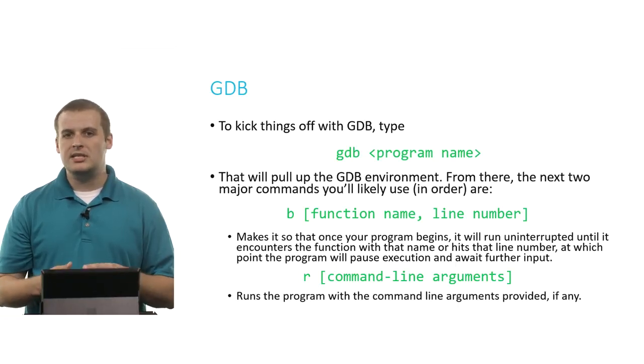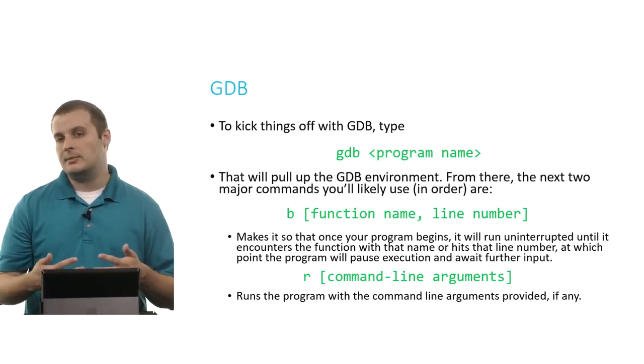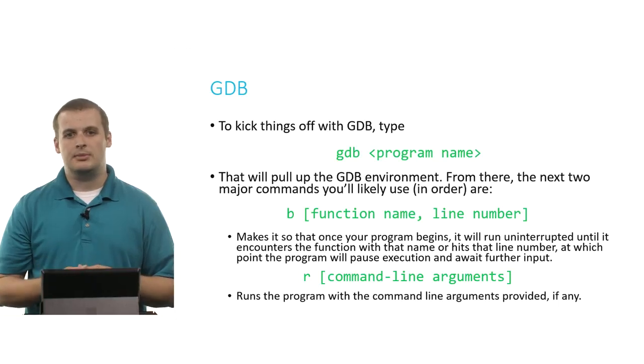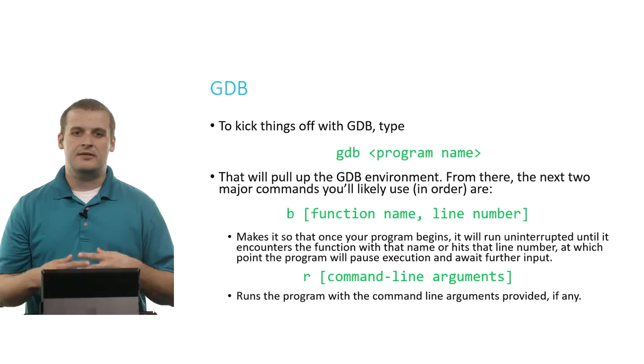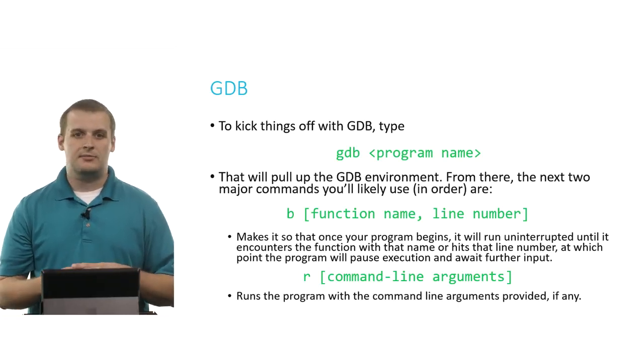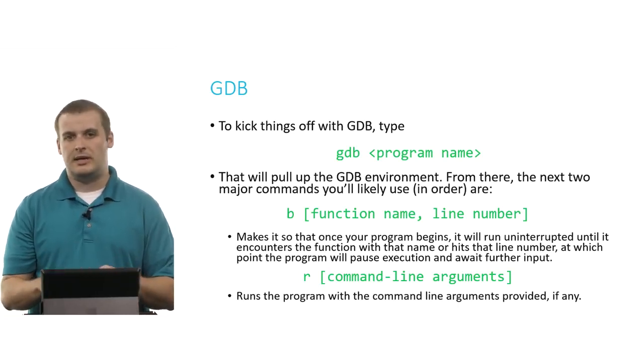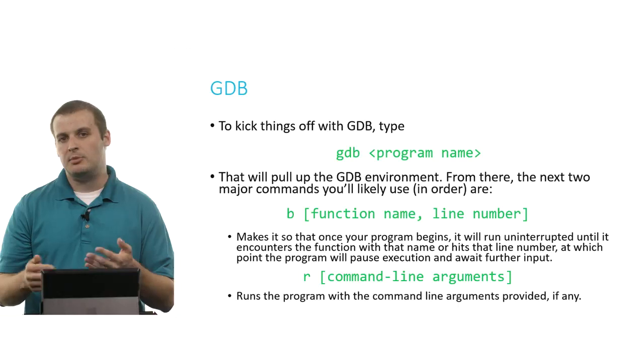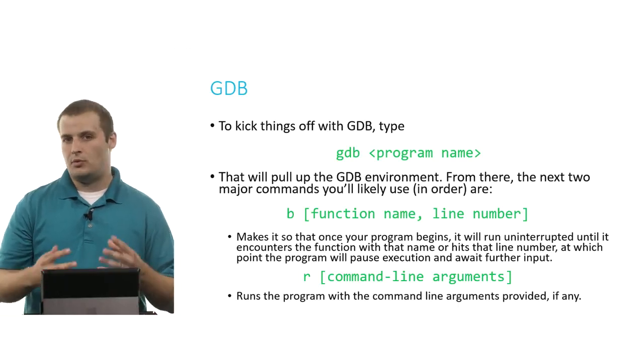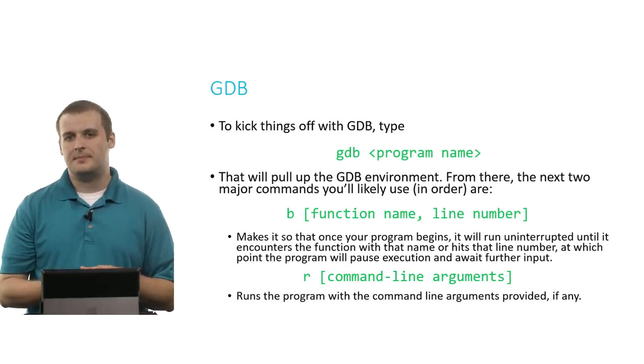So to get things going with GDB, to start the debugging process of a particular program, all you need to do is type GDB followed by the program name. So for example, if your program is hello, you would type GDB hello. When you do that, you're going to pull up the GDB environment. Your prompt will change. Instead of being what it usually is when you type things at the command line, ls, cd, all of your typical Linux commands, your prompt will change to probably something like parentheses, GDB, parentheses. That's your new GDB prompt, because you're now inside the GDB environment.